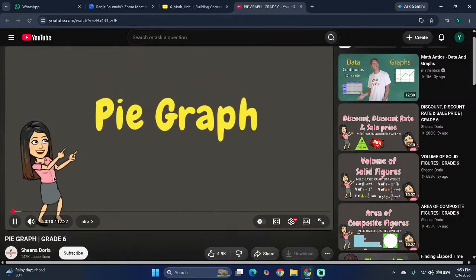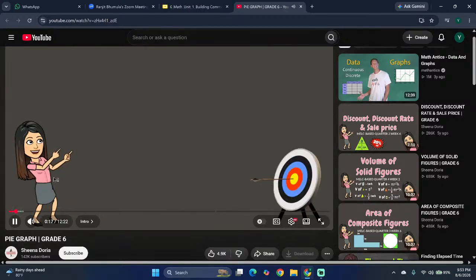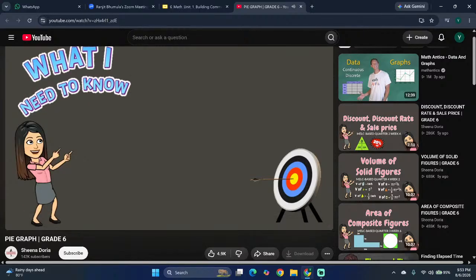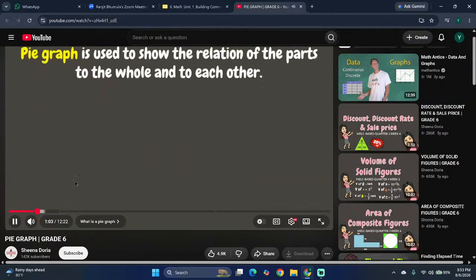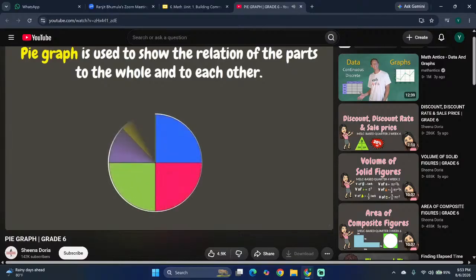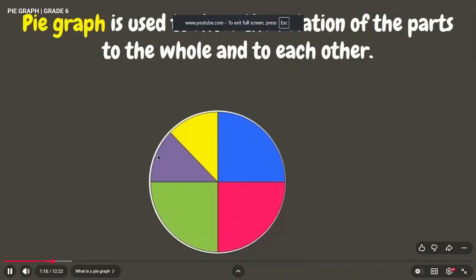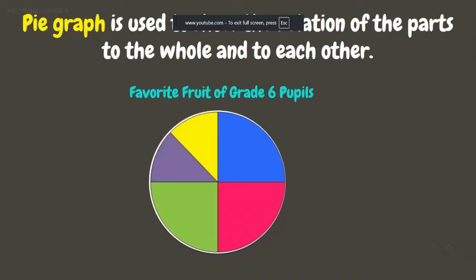Pie graphs. Back to my classroom. For today's lesson, you are going to learn how to construct pie graphs. A pie graph is in the shape of a circle, wherein the title must be written to determine what the graph is all about. Let's say the title of this graph is The Favorite Fruit of Grade 6 Pupils.